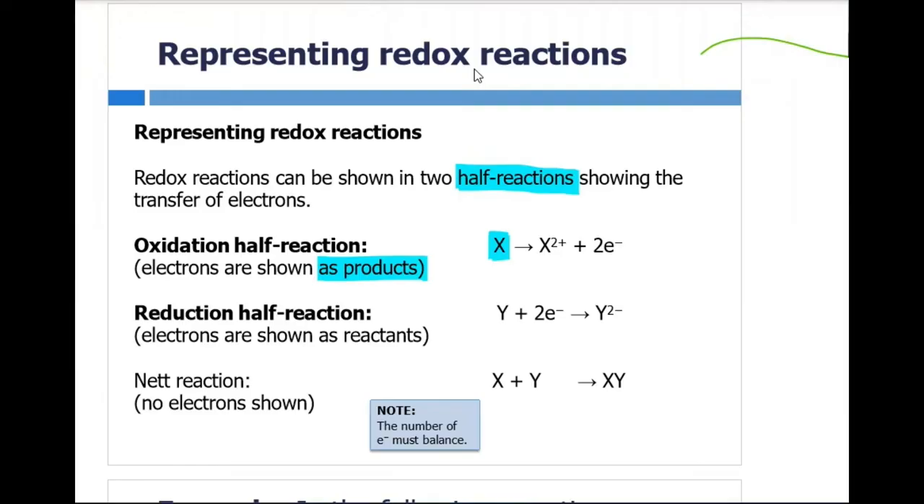So you start with a substance on your reactant side. The arrow means transitioning from your reactants to your products. So this substance has lost, it has given away electrons. Therefore your electrons will be on the right-hand side as part of your products.